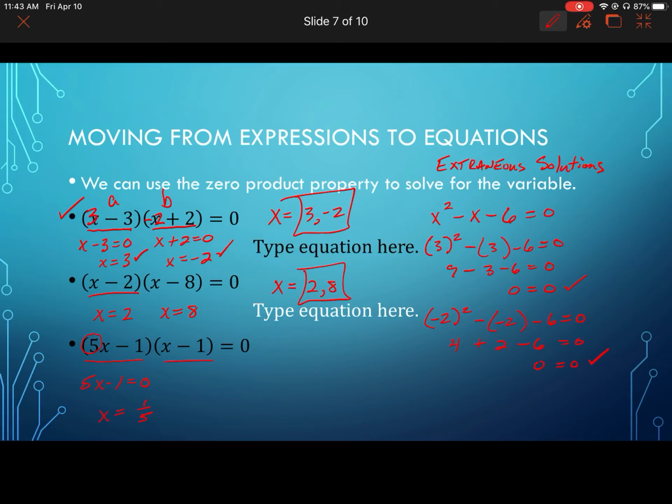Same thing for x minus 1. If I set that equal to 0, I get x equals 1. So the two solutions here would be 1/5 and 1. Okay, those are both valid solutions to that equation.